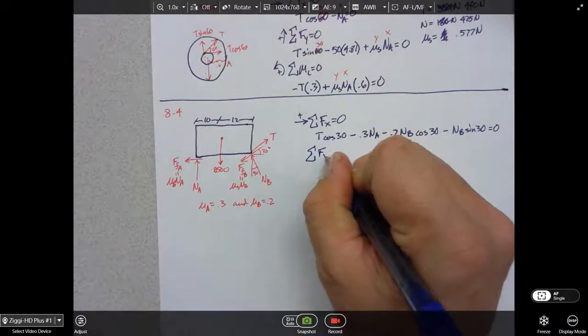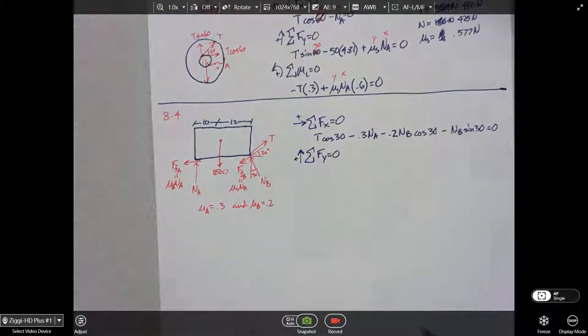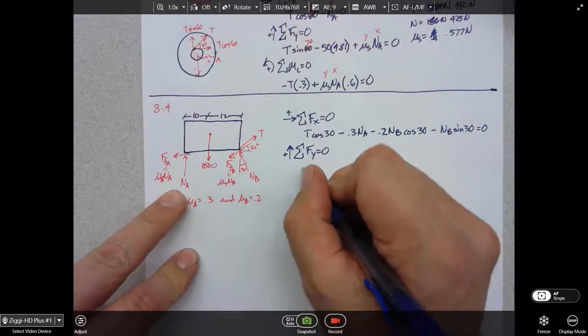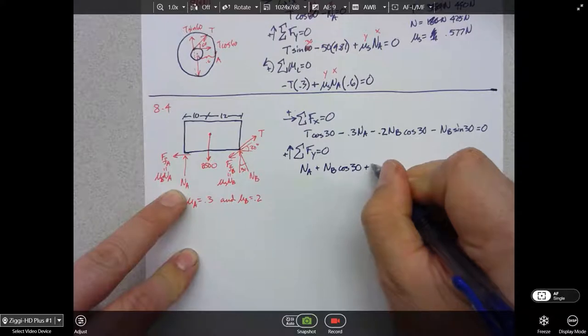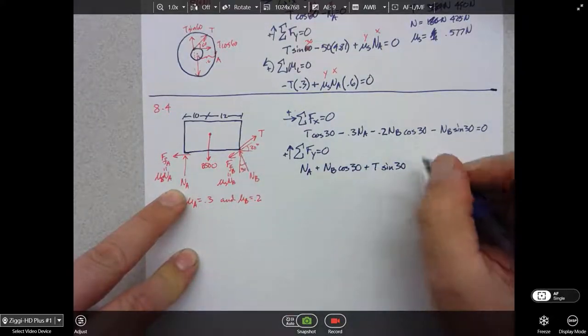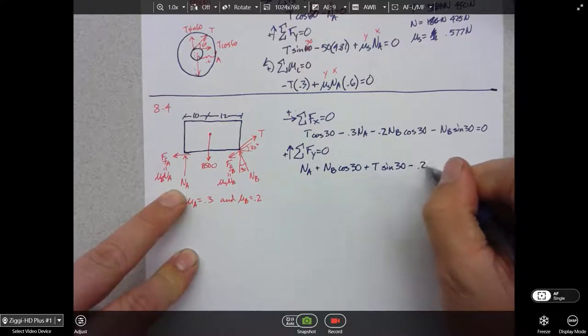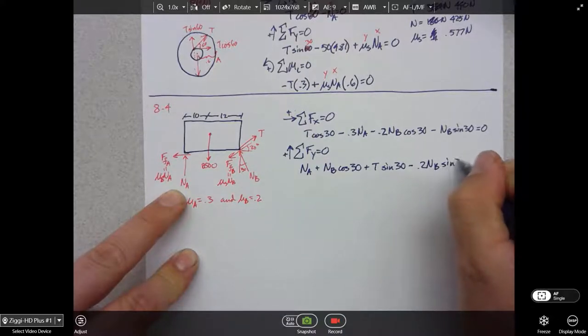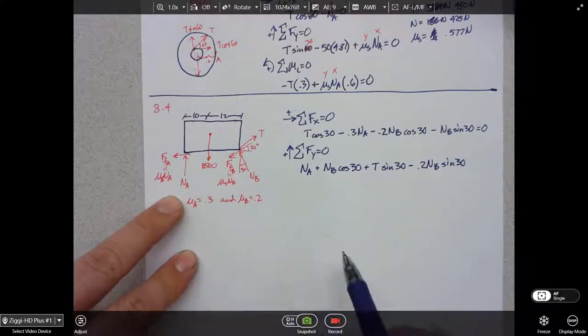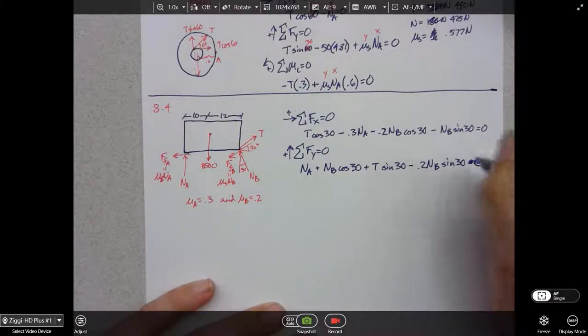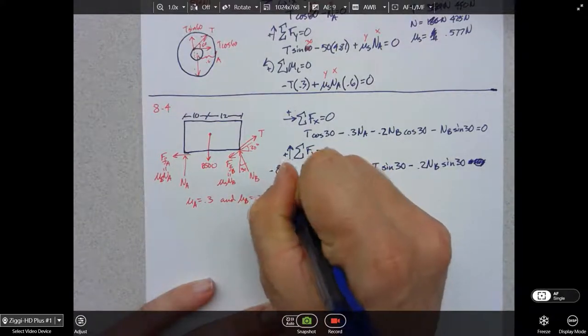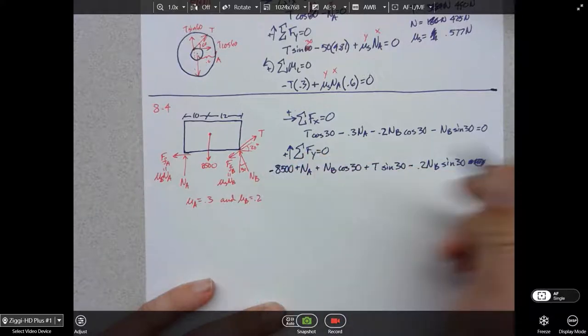I have three unknowns. So let's sum the forces in the y, set that equal to 0, up being positive. So it looks like I'll have NA plus NB times cosine 30 plus T sine 30, because it's going up, minus 0.2 NB sine 30, right? Because it's NA, NB, T, and force of friction at B that have components in Y. Equals 0. Yeah, it weighs something. Don't forget that. Minus 8,500 pounds. Start with the weight. And this is equal to 0.